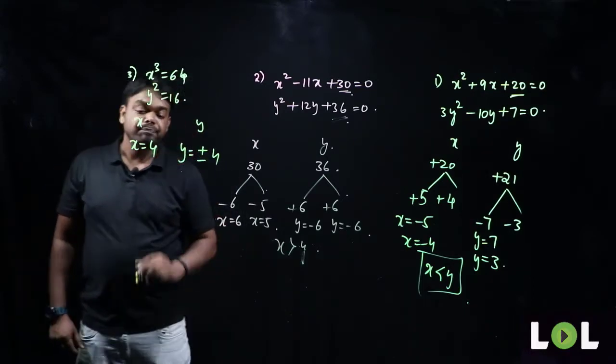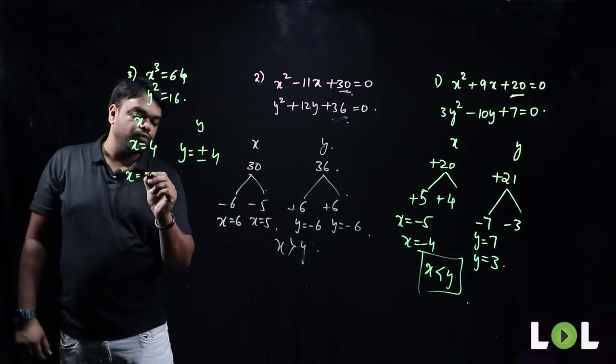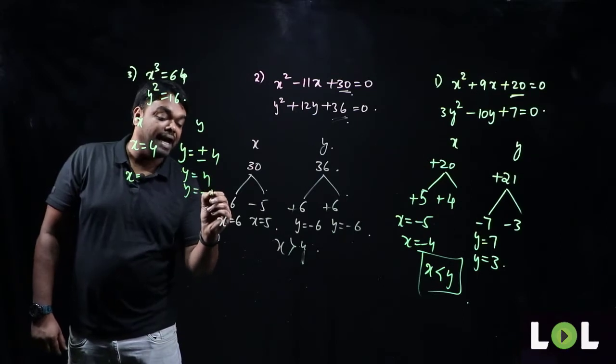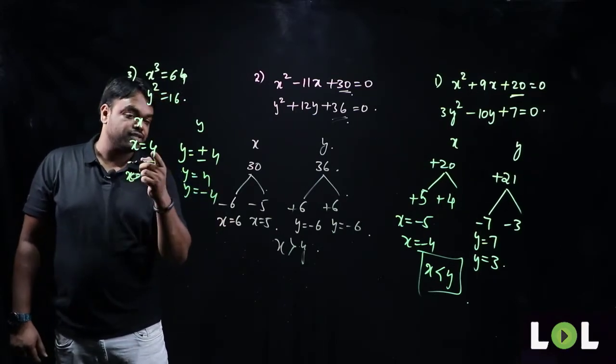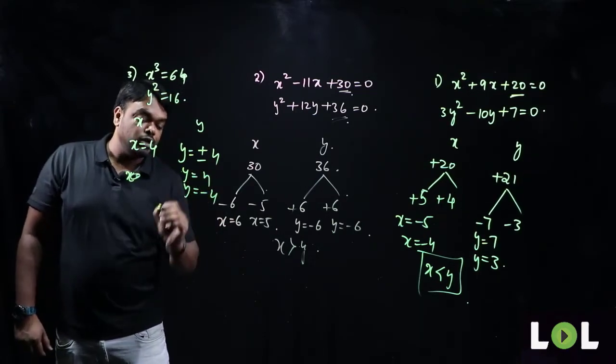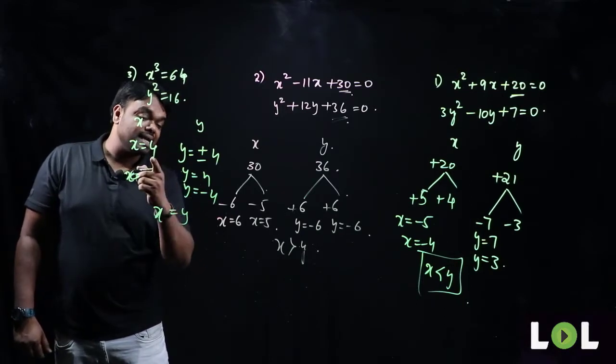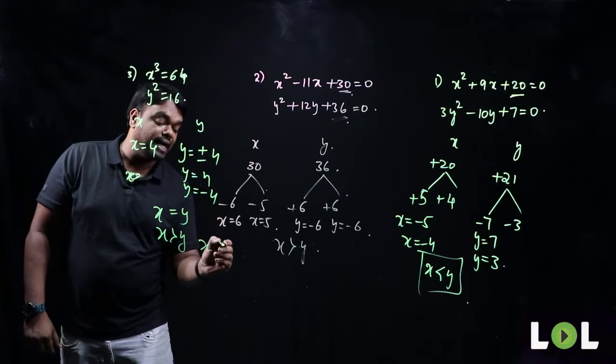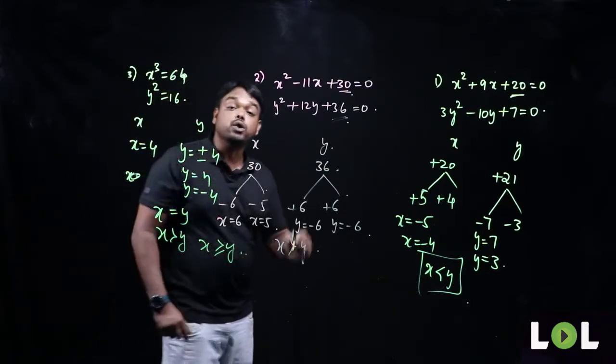So moving ahead. So here x is equal to 4, and y is equal to 4 and y is equal to -4 as well. Now let us check this. X equal to y in this case, x greater than y. So the answer is, x is greater than or equal to y.